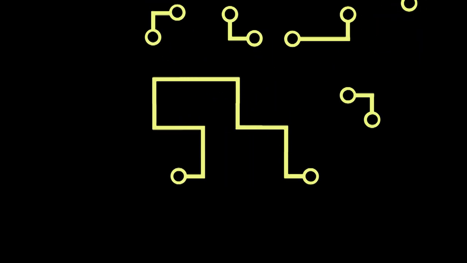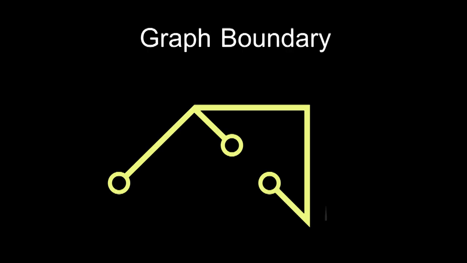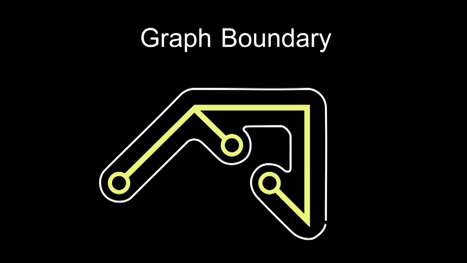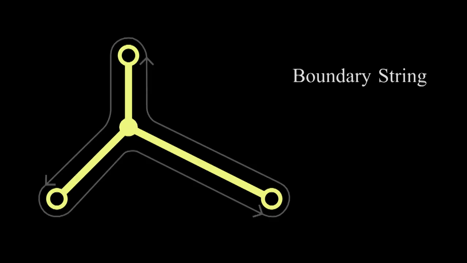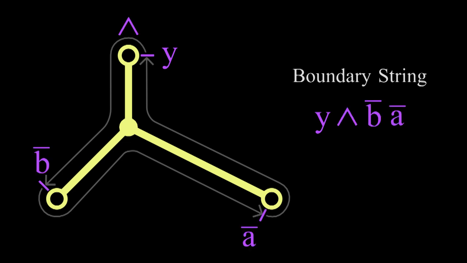Now we have everything we need to figure out how to glue these angle graphs together. I keep track of this information in what I call the graph boundary string. To find the graph boundary string, we trace a path that goes counterclockwise around the graph. We then write down every half edge and every positive and negative turn we find along the path. So the boundary string for this graph is y, wedge, b bar, a bar.